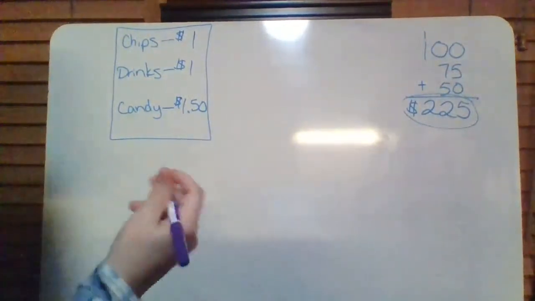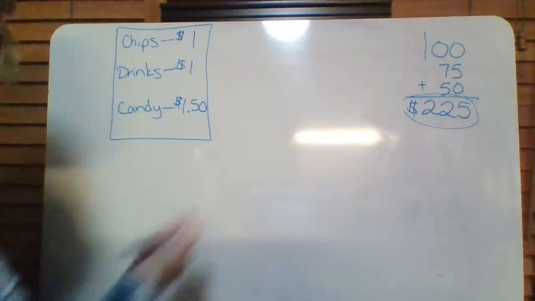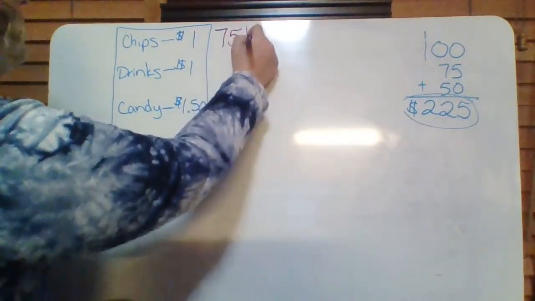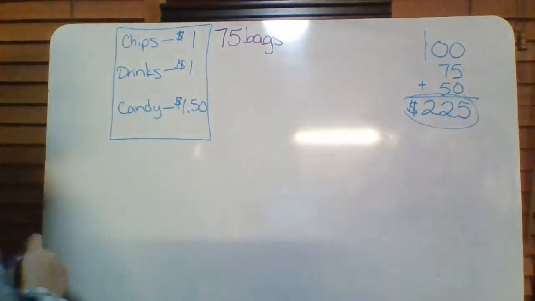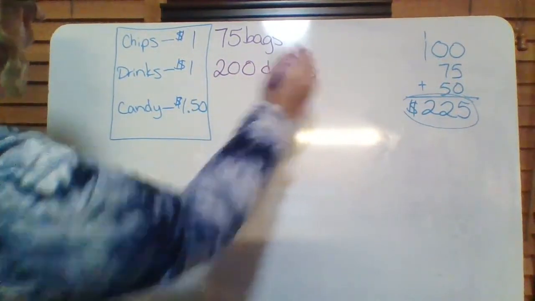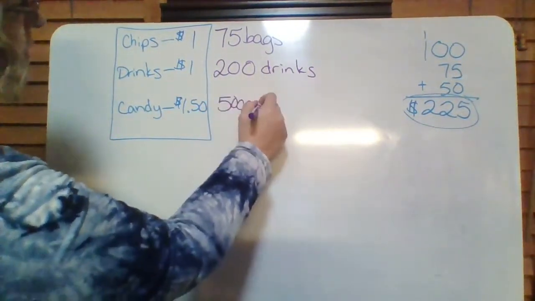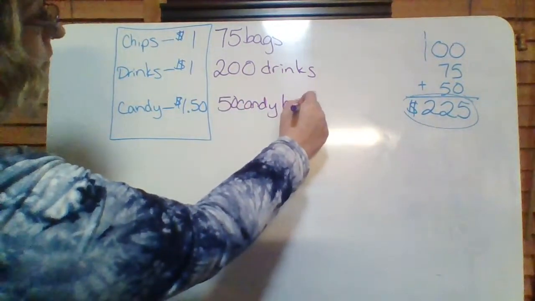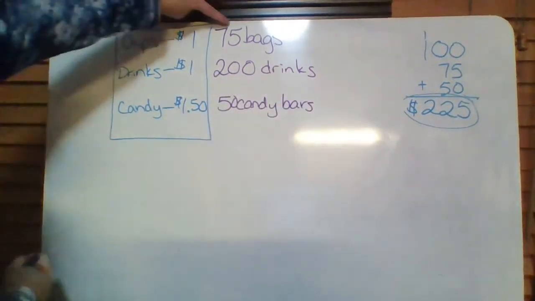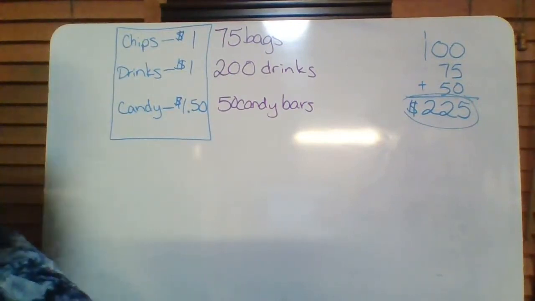And let's say that when we added up all your tally marks, we sold 75 bags of chips. Let's say that we sold 200 drinks. And let's say that we sold 50 candy bars. Oh, not 5, 50. Okay. So we sold 75 bags of chips, we sold 200 drinks, and we sold 50 candy bars. So now what do I do? How do I figure out what that is?